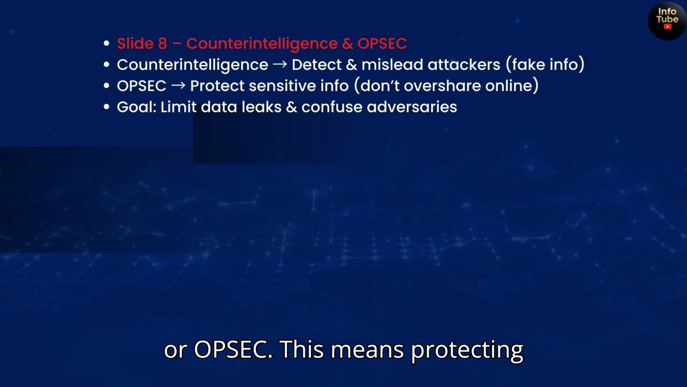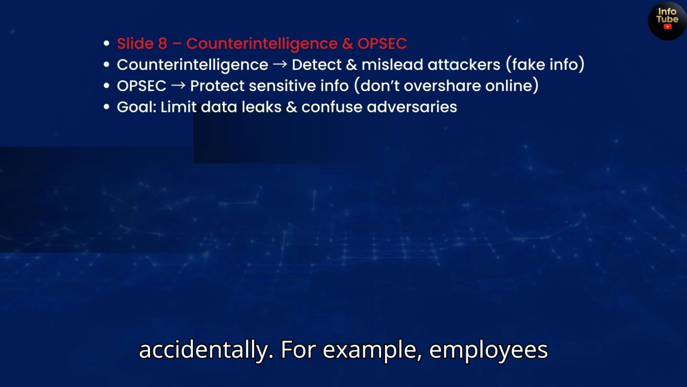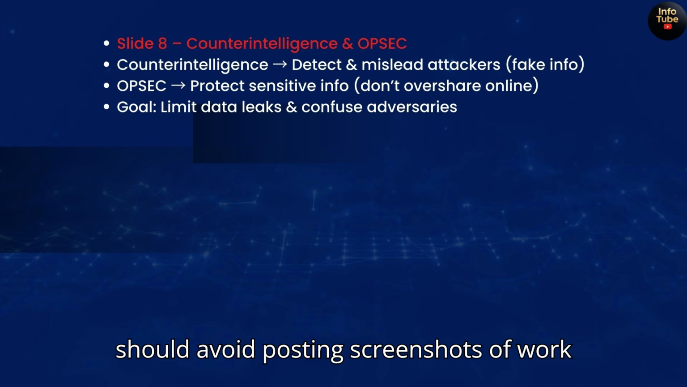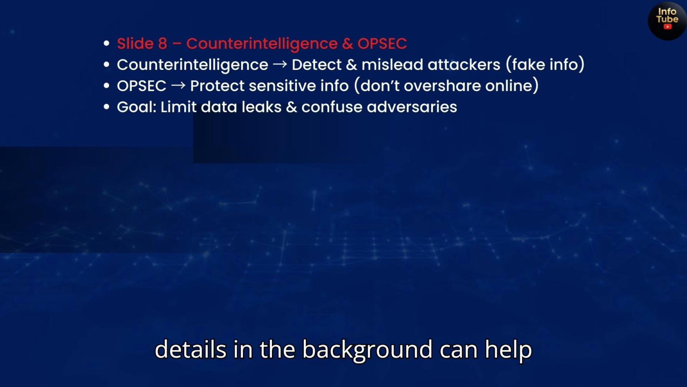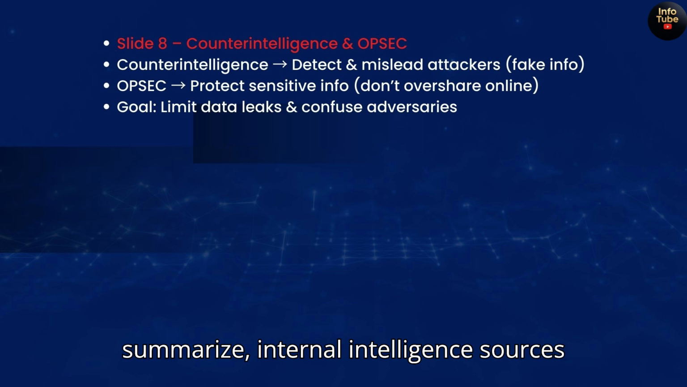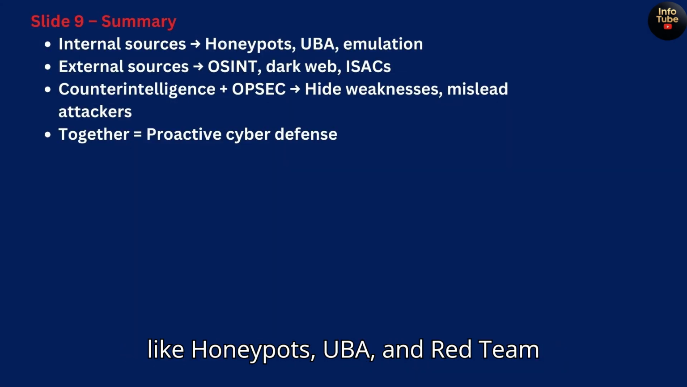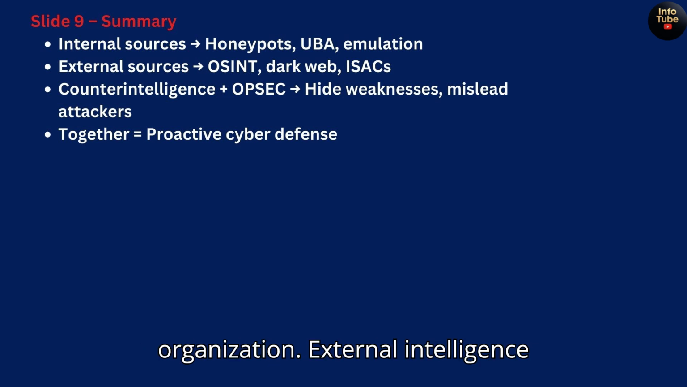Operational security, or OPSEC. This means protecting sensitive information from leaking out accidentally. For example, employees should avoid posting screenshots of work computers online, since even small details in the background can help attackers. Conclusion. To summarize, internal intelligence sources like honeypots, UBA, and red team exercises help detect threats inside the organization.